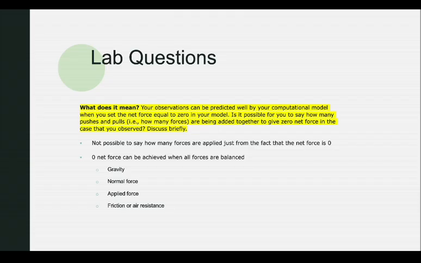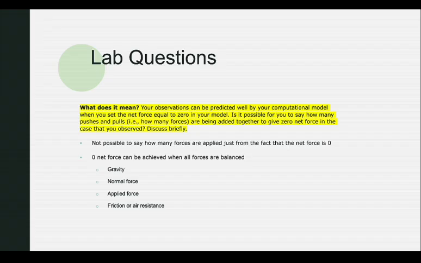Another lab question is, is it possible for us to say how many pushes and pulls are being added together to get a zero net force? I would say the answer is no, not possible, because zero net force can be achieved when all forces are balanced. So forces such as gravity, normal force, applied force, friction, air resistance are just some examples where forces can act on an object. You will achieve zero net force when all of those forces are balanced or canceled out, and it equals zero net force.